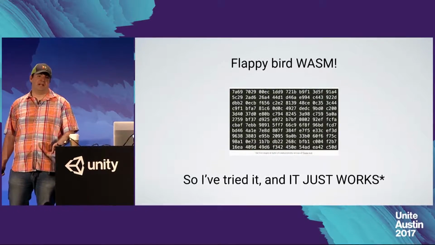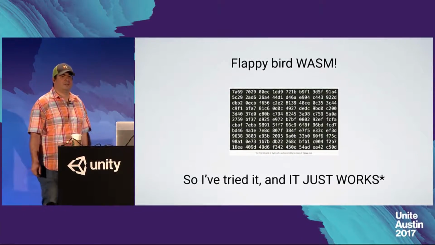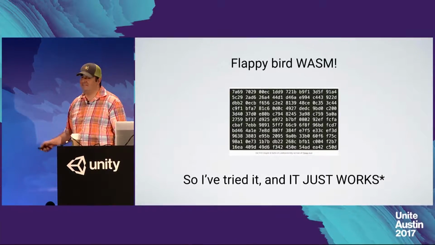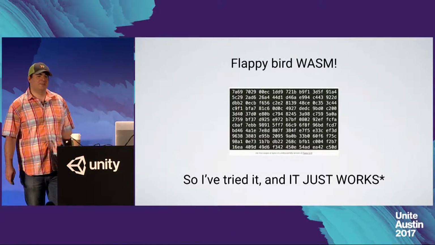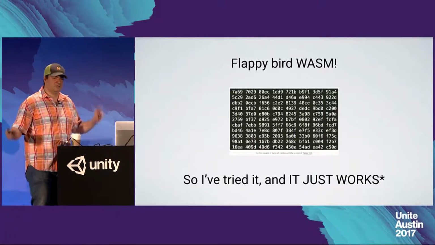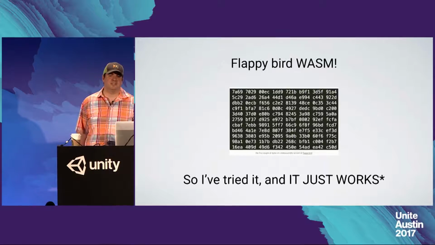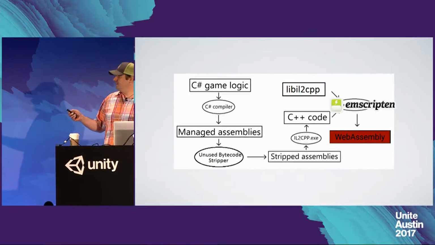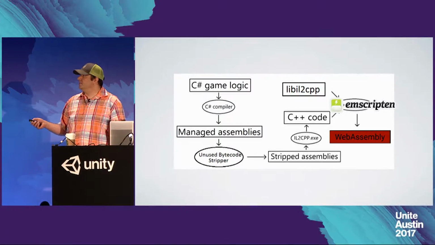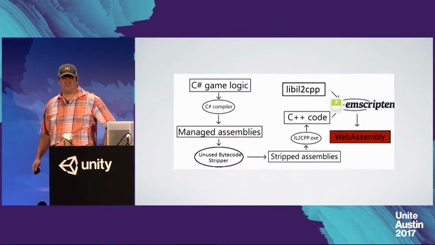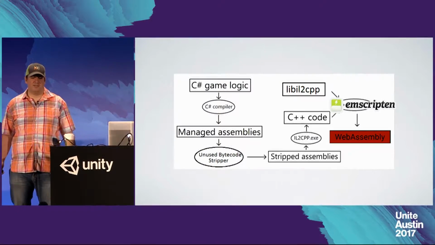So I've tried it with Flappy Bird, and it just works. And then I tried it with an awesome 3D game, and it crashed. So that's what that star is about. I'm sure they're working hard on it because this is a really cool future of the web type thing. And I know Unity is a web-first company. So in here, Emscripten now exports, instead of it to asm.js, it exports to WebAssembly if you have that little tick mark set.